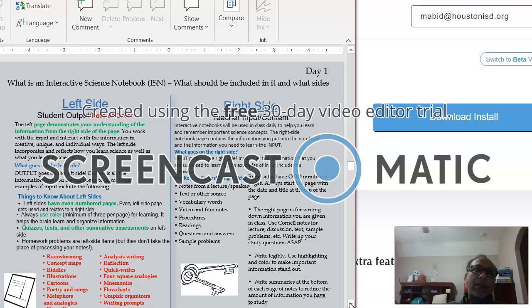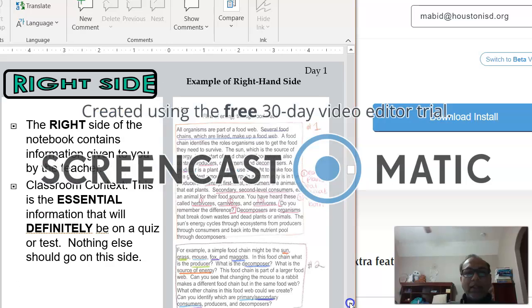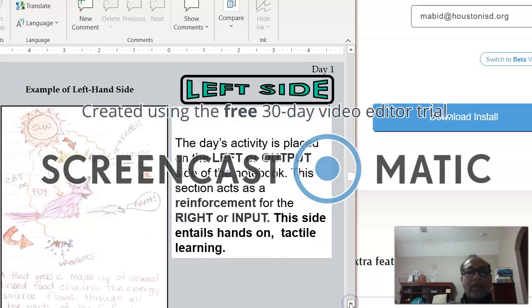The left side is a kind of love side for kids, because there they reflect on whatever they learn, and the right side is the input side, which is the information given by the teacher. So here are some guidelines on what should go on the right and left hand side, and here are some examples of a right side and a left side.